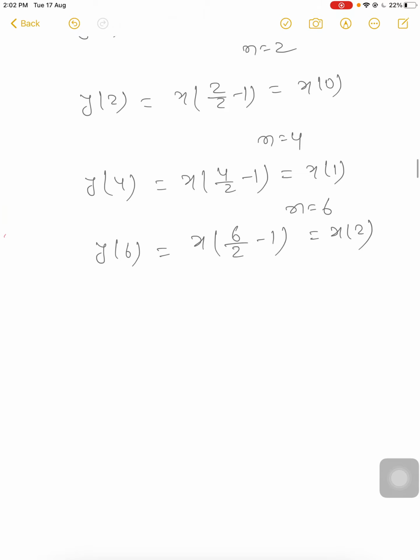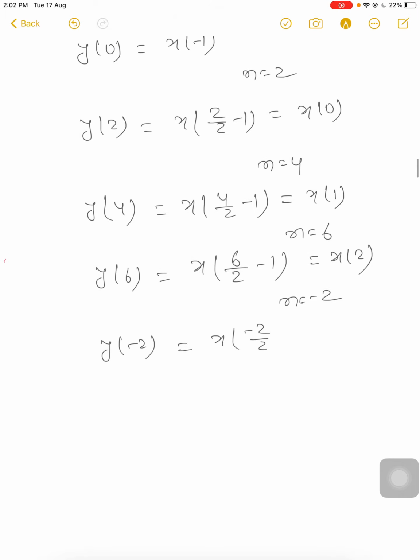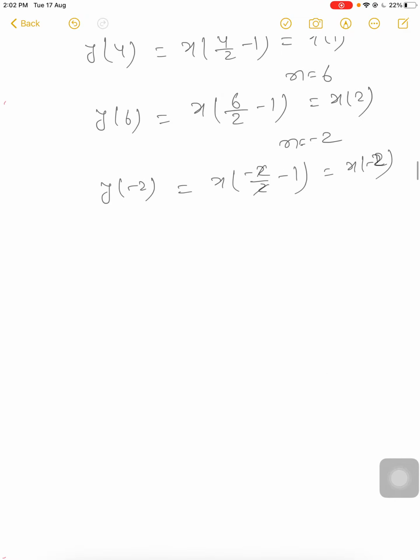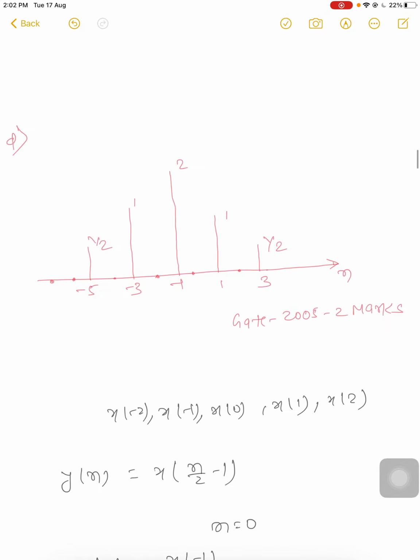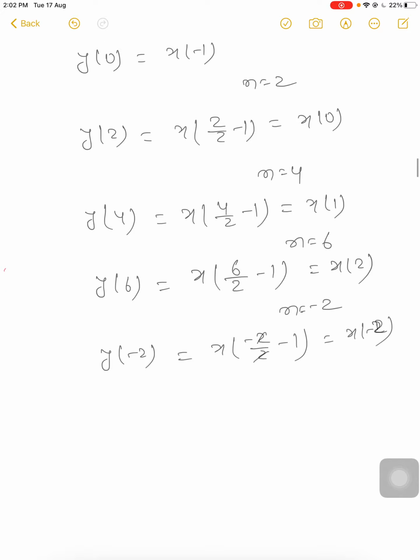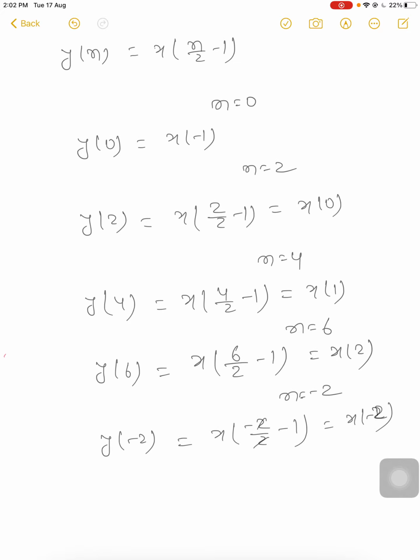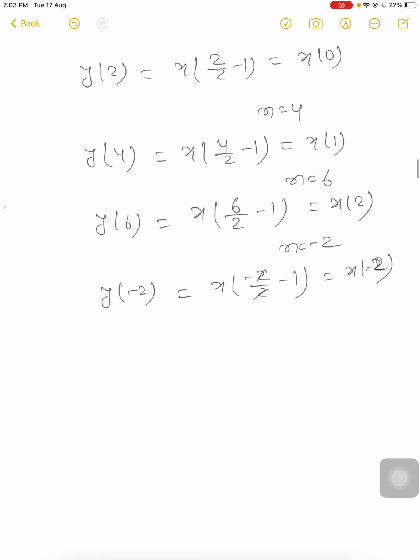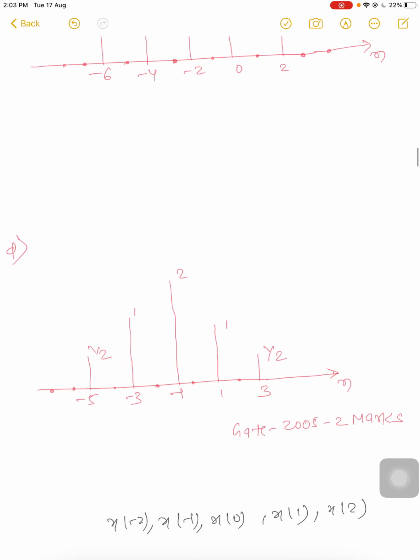Now, in a similar way you can check it. n is equal to -2, then y-2 will be x of -2 by 2 minus 1, then -1, yes, this one is the -2 value. Whatever the -2 value is, it will be here. Now after the graph, check it. All the options are given, which means we will get the signals at 0, 2, 4, 6 and -2. Not -3. When you put -4, then what will happen? It will become -3. So x of -3 is not defined.